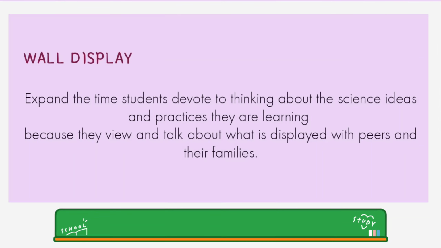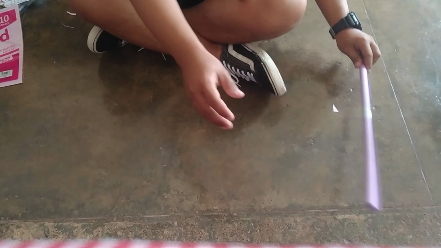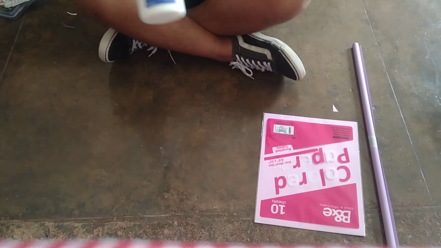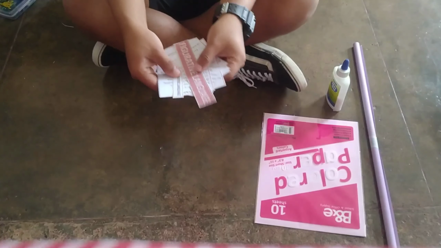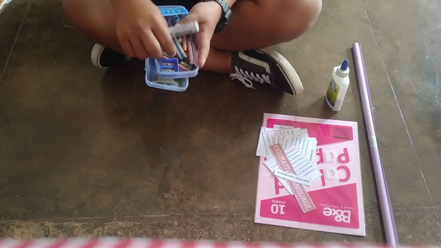Wall displays expand the time students devote to thinking about the science ideas and practices they are learning, because they view and talk about what is displayed with peers and their families. The materials needed in wall display are cartolina, colored paper, cut pictures, and coloring materials.